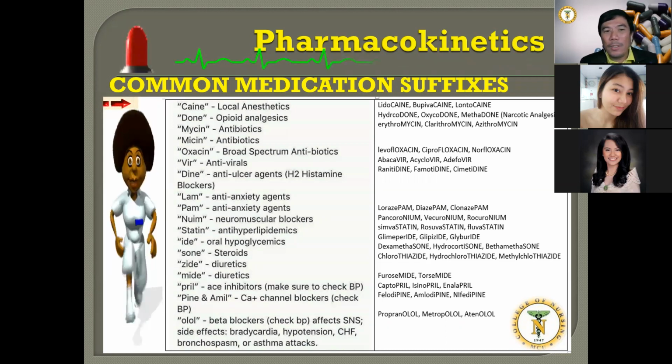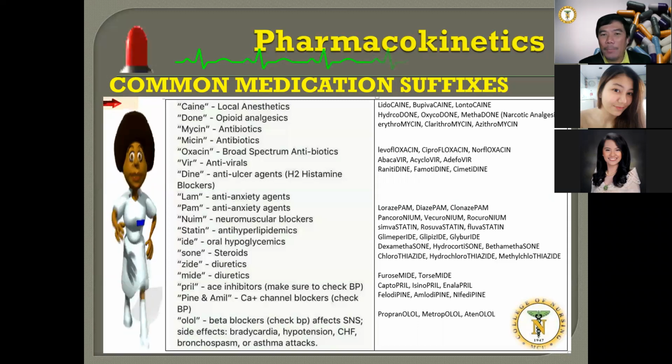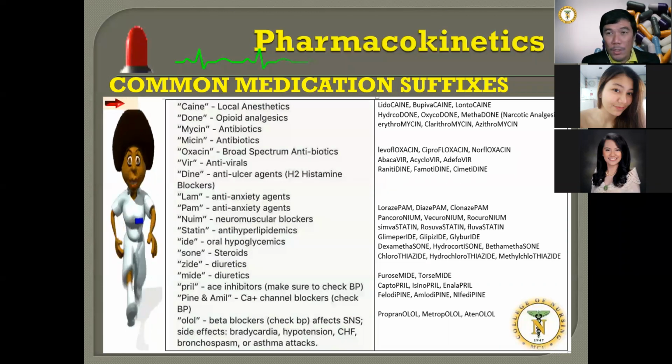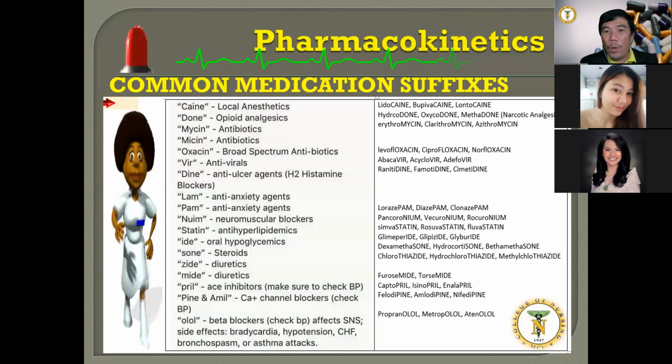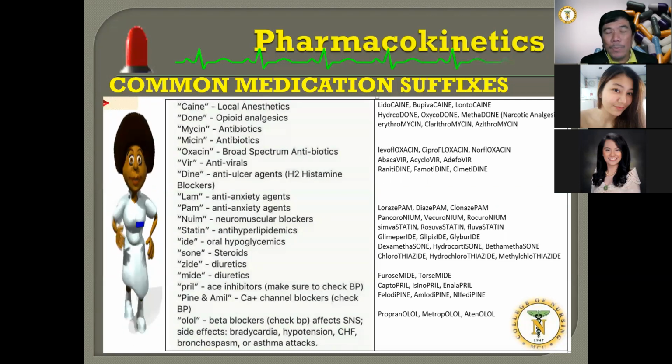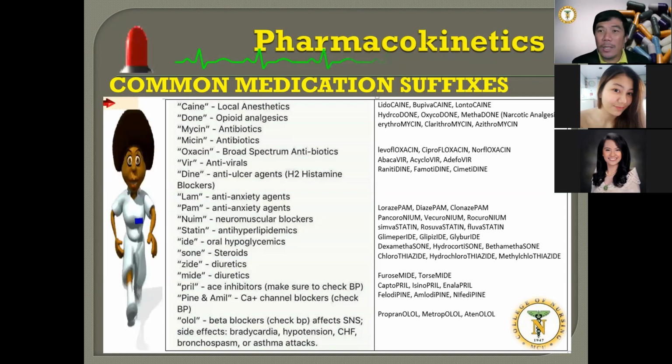So next, other than the anti-ulcer agents, we have the LAM and the PAM, those drugs ending in LAM and PAM. For example, LAM is midazolam. The PAMs are lorazepam, diazepam, clonazepam. If you're familiar with Valium, Valium is the brand name for diazepam. Diazepam is the generic name. So if you hear any drugs that end in PAM or LAM, these are anti-anxiety drugs, or sometimes also called anxiolytics.